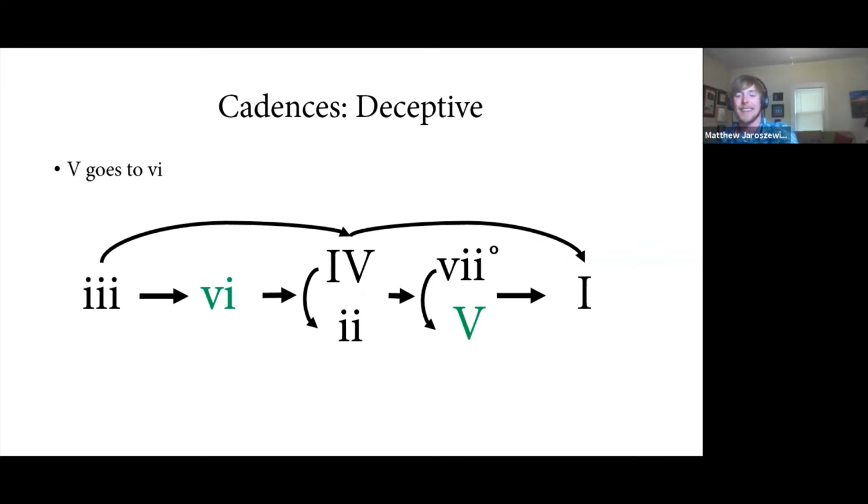Same thing is going to be true with the deceptive progression. 5 going to 6. Same thing there. Just like a deceptive progression, except it happens at the end of a phrase.